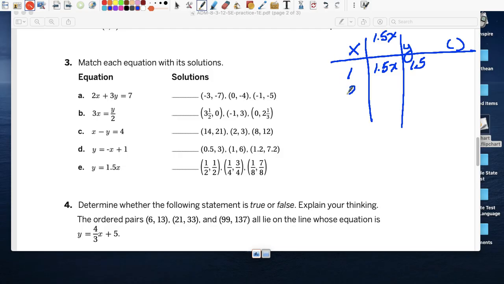So when x equals 2, we multiply x times 1.5, and we get, oops, what am I doing? When x equals 2, we're going to take 1.5 and multiply by 2. And 1.5 times 2 is 3. Is there anything that looks like that?